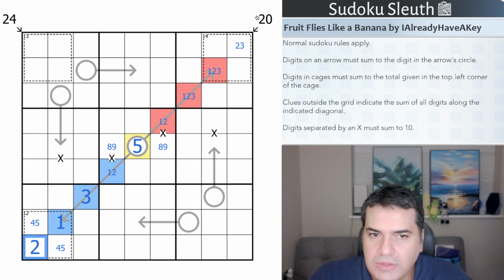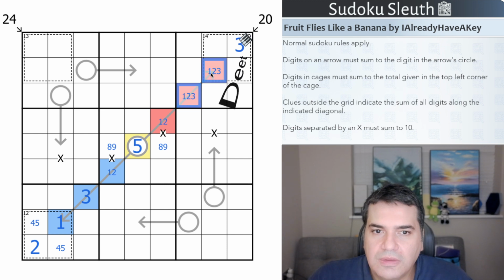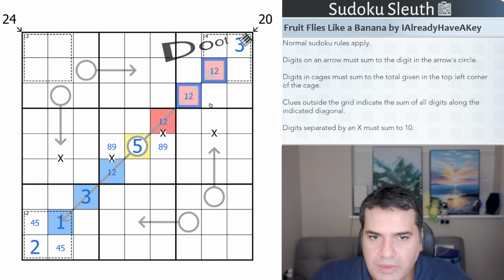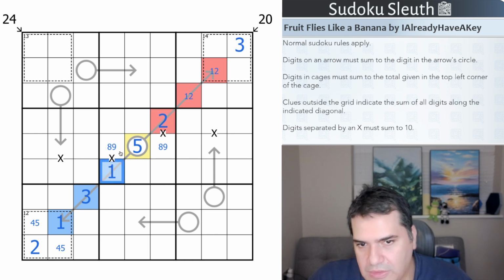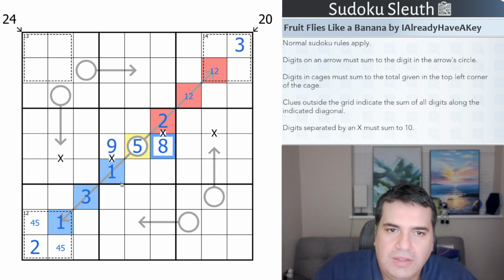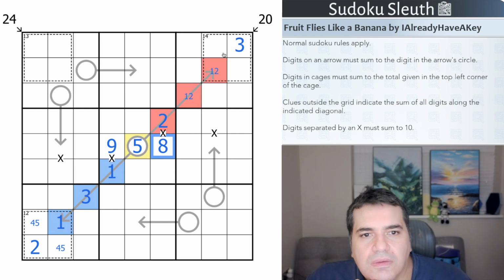The 2 in here tells me that this becomes a 3. This becomes a 1, 2 pair. The 1, 2 pair ends up with a 2 in here, a 1 in there, yep, and therefore 9 and 8. Fascinating.